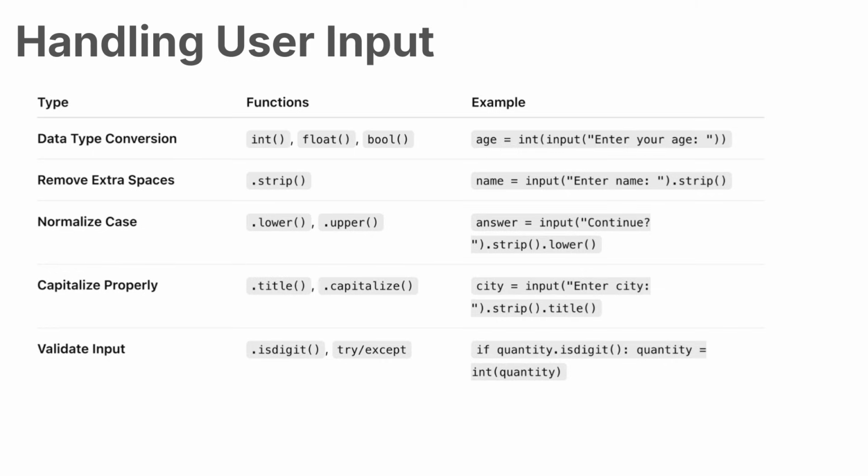Finally, validate before you trust the input. For simple whole numbers, isdigit works well. If it passes, convert with int. For anything that might fail conversion, wrap it in try except and show a friendly message, then ask again. Put it together and you get a reliable pattern: prompt, strip, optional lower or upper case, validate, convert, then use it. With this flow, your programs become much more user-proof and pleasant to use.